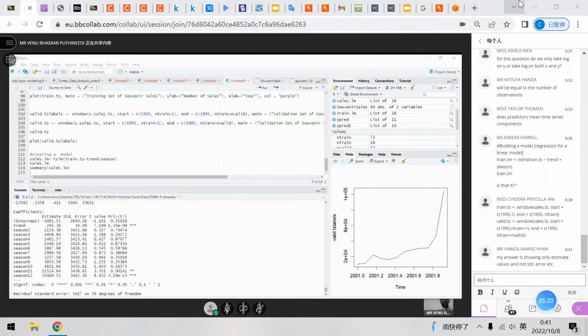Okay, so I have a couple of questions here. Now, they're showing only estimate values, standard errors, etc. If you're using just the model, you wouldn't get this. You have to use summary of the model. Once you use summary of the model, you all have this.